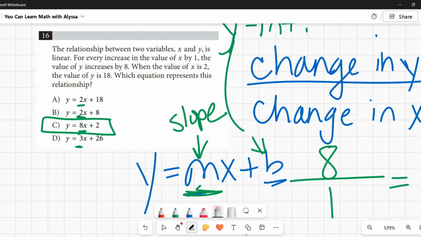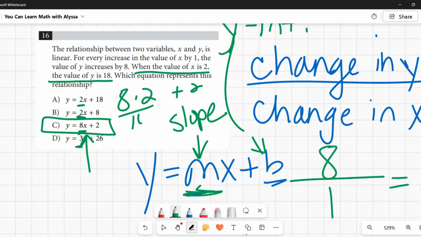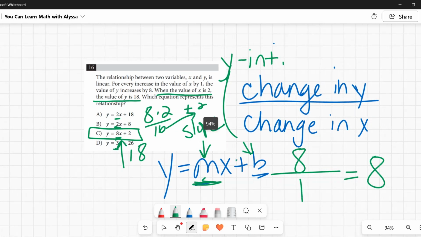But it never hurts to be sure, and they've given us a way to be sure. It says when the value of x is 2, the value of y is 18. So I can plug in a 2 for x and see if I get 18 for y. So 8 times 2 plus 2. 8 times 2 is 16. 16 plus 2, that would be 18. That checks out. I've confirmed it. C is my answer.